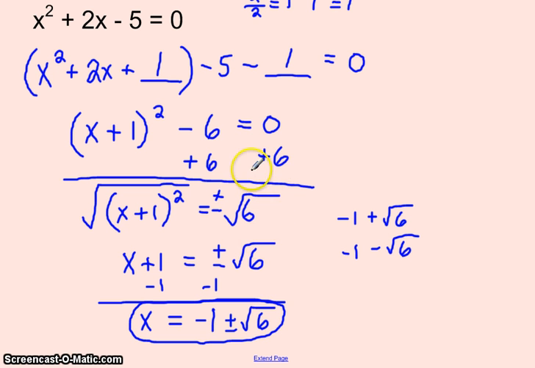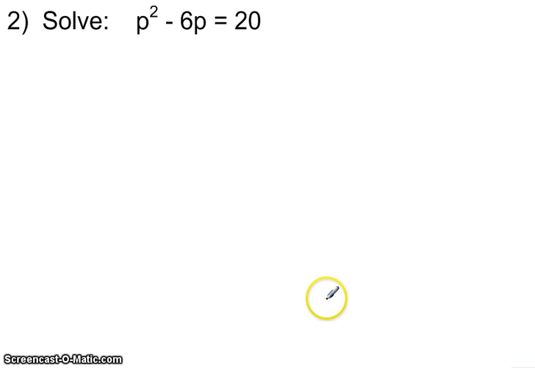Alright, so there was a lot there, a lot of complicated stuff, but we know how to do most of it. But let's do 2 more examples and I think you'll start to get the hang of it. Alright, number 2 says p squared minus 6p is equal to 20. Well, the first thing we need to do is get it equal to 0, so I'm going to subtract 20 from both sides.